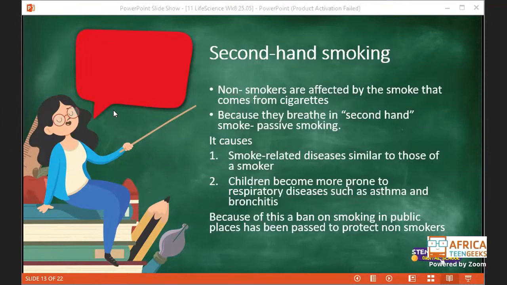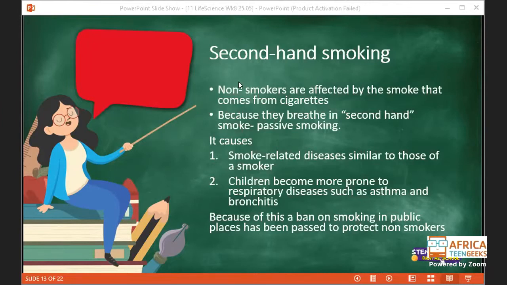And then children would become more prone to respiratory diseases such as asthma and bronchitis when they take in the secondhand smoke. So guys, because of secondhand smoking, a ban was placed on smoking in public places, and it is passed to protect non-smokers and especially children.